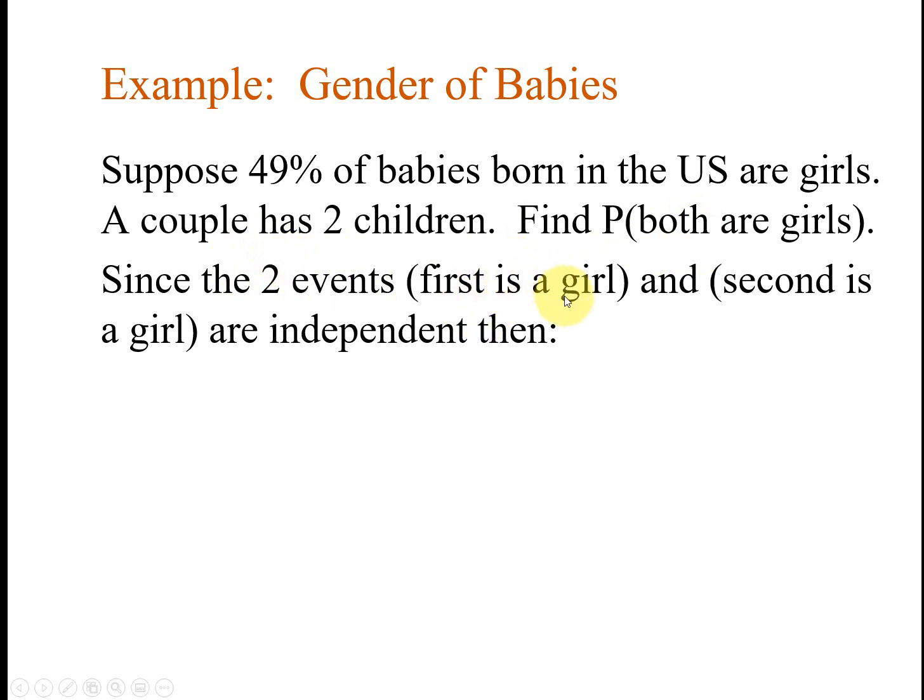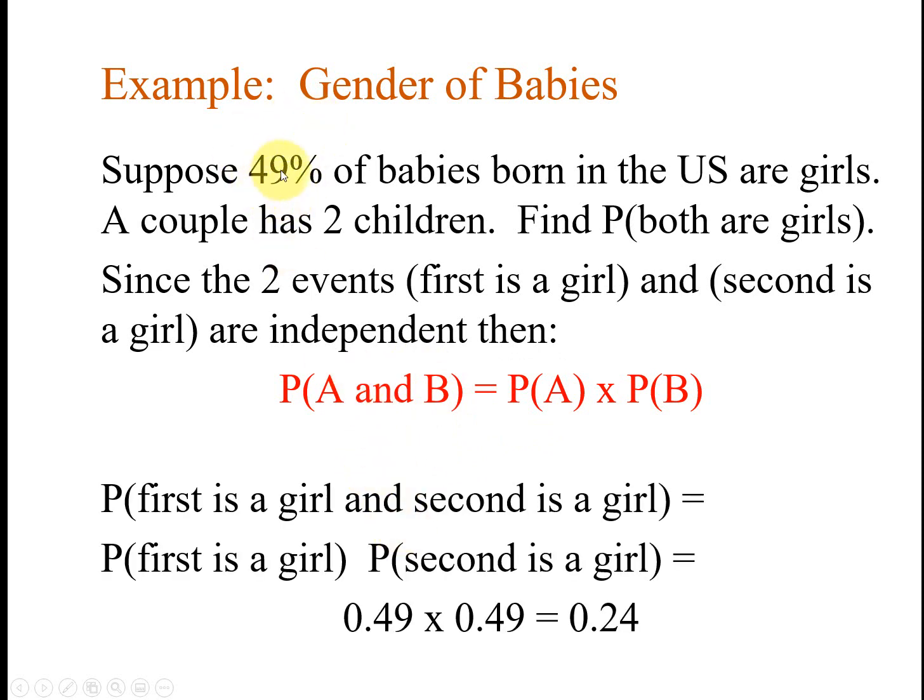Since the events first is a girl and second is a girl are independent, we can use this formula. The multiplication of the unconditional probabilities equals the intersection of those 2 events. We know that 49% of the babies born are girls, so that's our first is a girl, times, again, the second is a girl, because they're independent, and 49% of babies born are girls. So we can multiply these, and it equals 0.24.